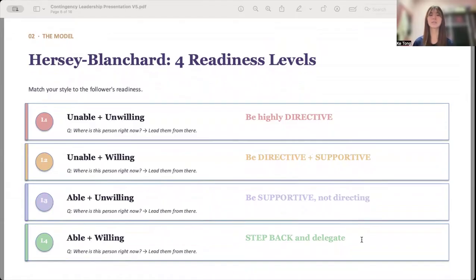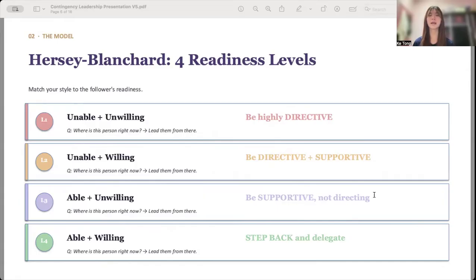Level 1, followers are unable and unwilling. They lack the skill and the motivation. So here, a leader needs to be very directive. Level 2, followers are unable but willing. They have the motivation but not yet the skill. So a leader should be very directive but also highly supportive.